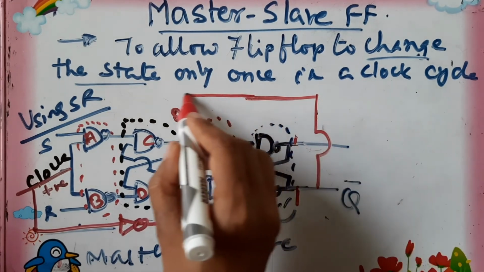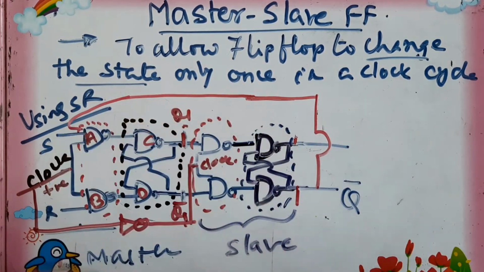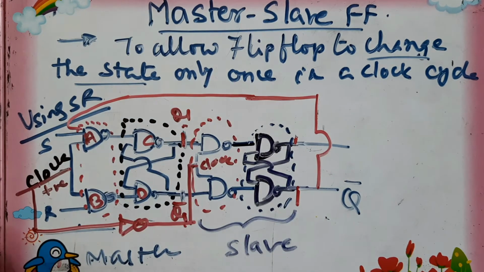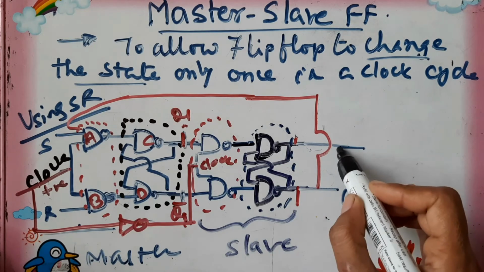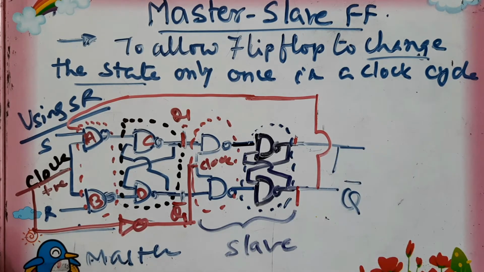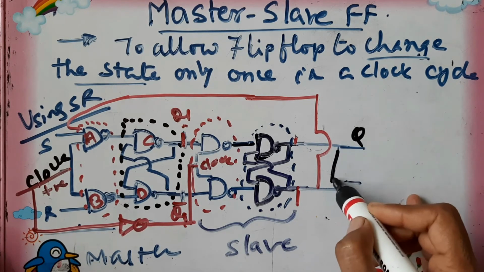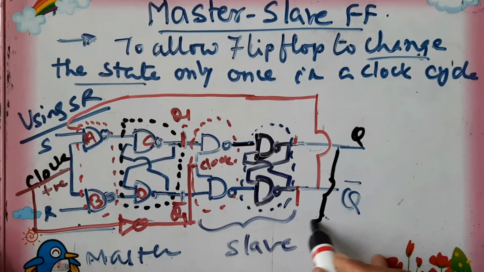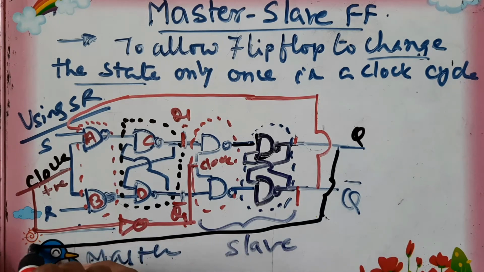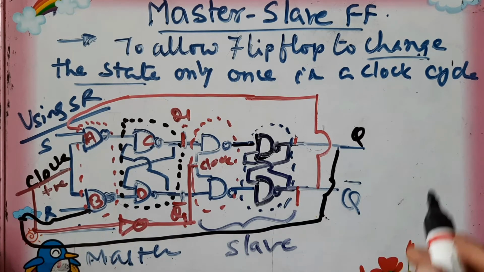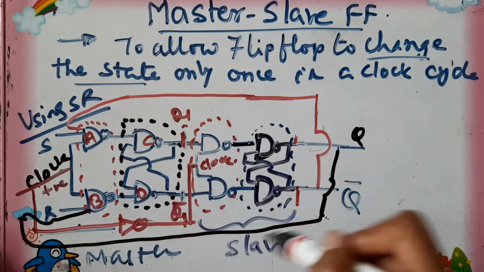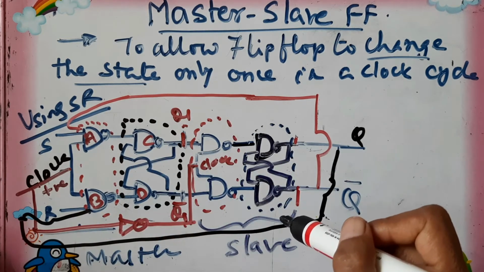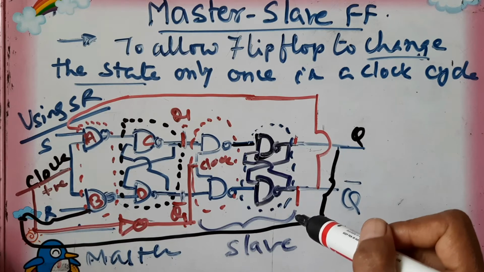The feedback from Q bar is given to the S input, and the feedback from Q is given with the R here. So this is SR master slave flip flop using SR.